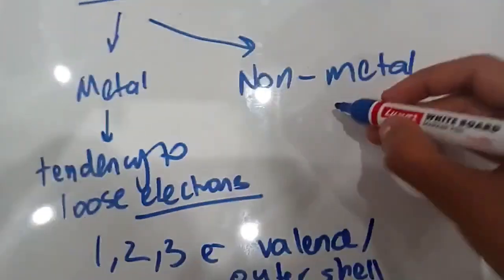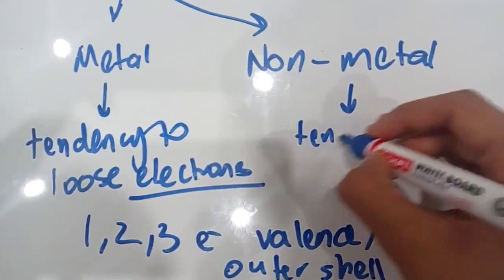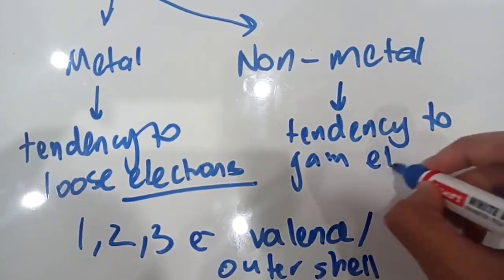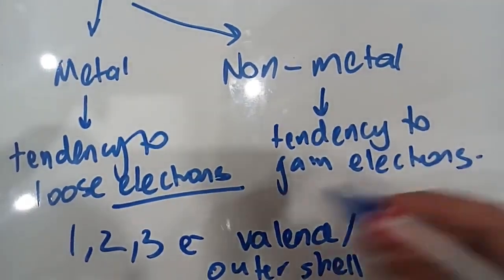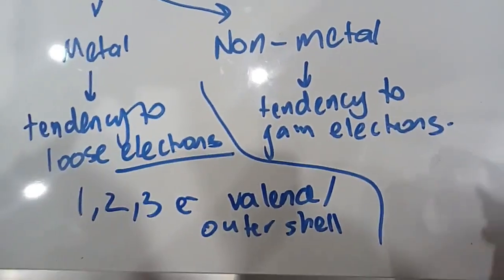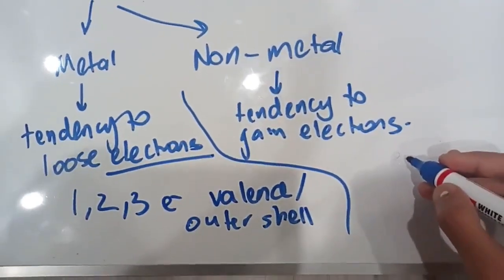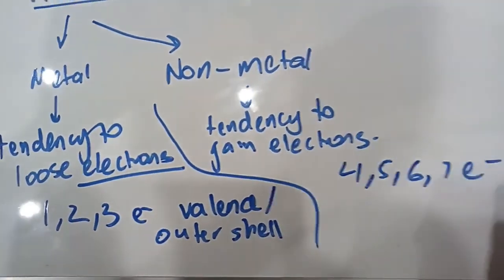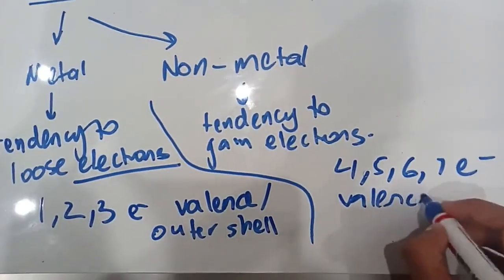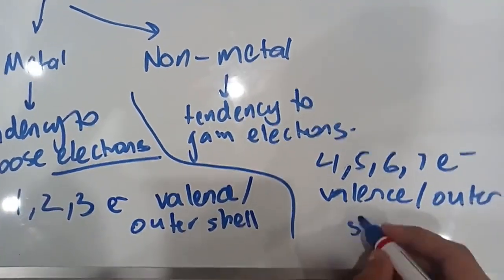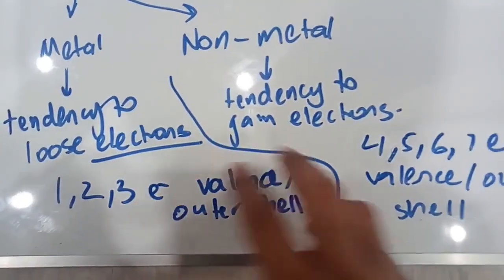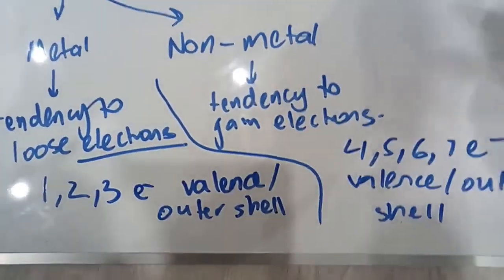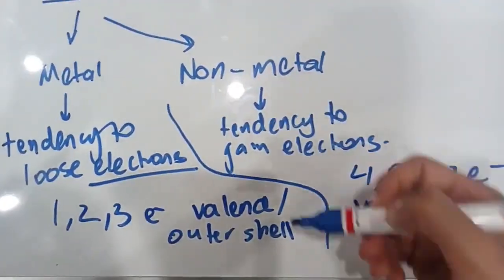Now, let's take a look at nonmetals. Nonmetals have a tendency to gain electrons. And how many electrons do they have in their outer shell? They have 4, 5, 6, or 7 electrons in their valence / outer shell. Same thing. And remember, if they have 8 electrons in their outer shell, this basically means that they don't need any more electrons, and therefore they're inert. So that's everything in the noble gases.